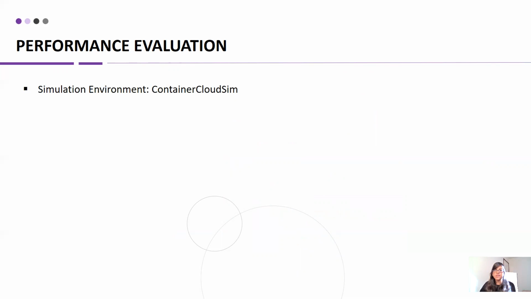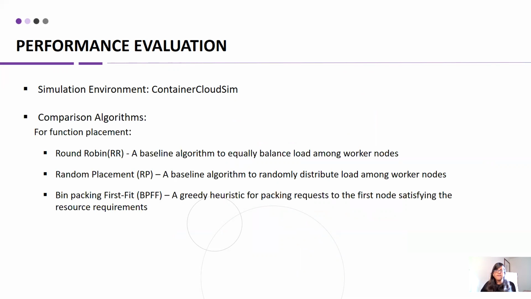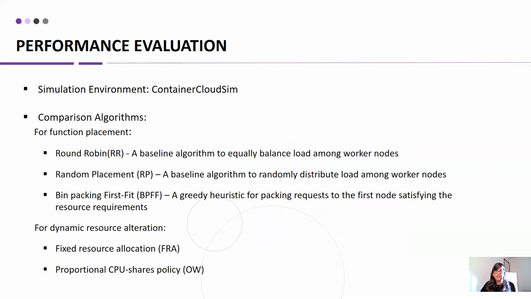Moving on to the performance evaluation. To evaluate the performance of our algorithm, we simulate a serverless computing environment using the Container Cloud Sim simulator. We have set up a serverless environment with a cluster of VMs, each with 4 vCPU cores and 3 GB of memory. We compare our function placement policy with the baseline scheduling policies of round-robin random placement and bin packing heuristic. Also, we used fixed resource allocation and a CPU shares policy to compare against our dynamic resource alteration policy.